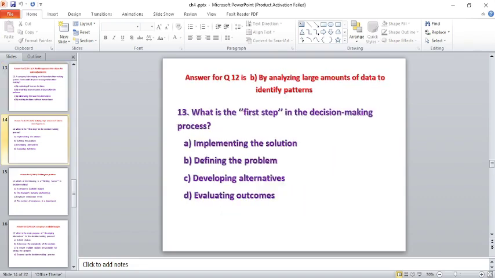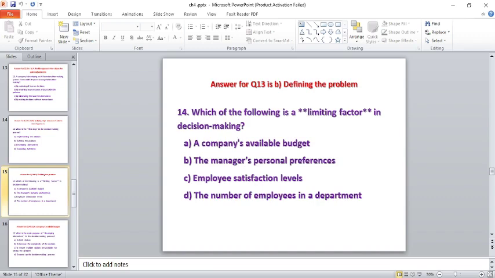Question number 13. What is the first step in the decision-making process? A. Implementing the solution. B. Defining the problem. C. Developing alternatives. D. Evaluating outcomes. The answer for question number 13 is B. Defining the problem.